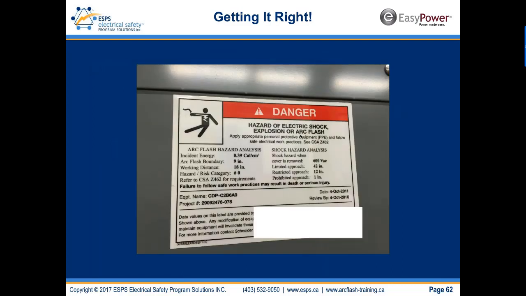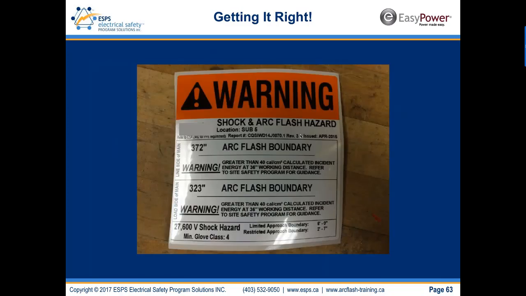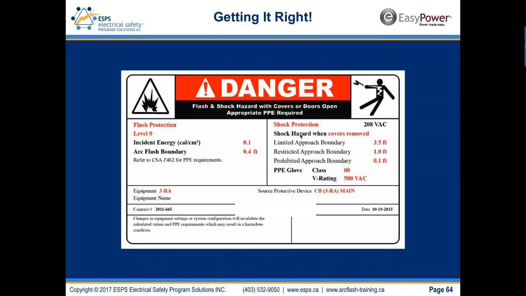So here are some examples of labels that aren't acceptable. 0.39 calories, with danger up there, explosion's going to kill you. 0.39 calories, you don't even need arc-rated clothing. Again, here we see a label greater than 40 cals. Refer to site safety program for guidance. So that's a good thing, right? They're saying see the company's requirements for guidance when it's greater than 40. This label uses old language. It's just not a good label.